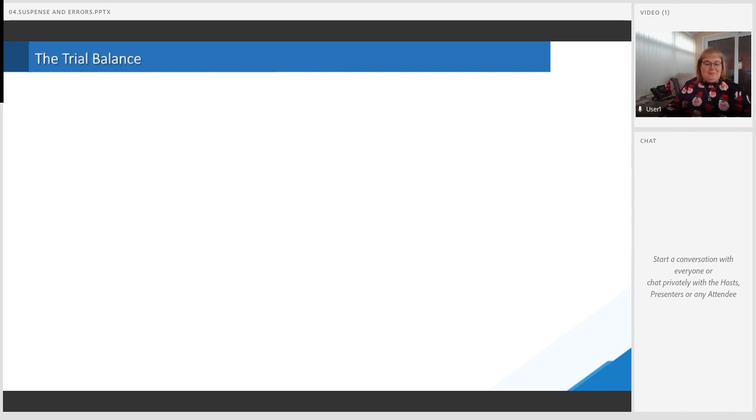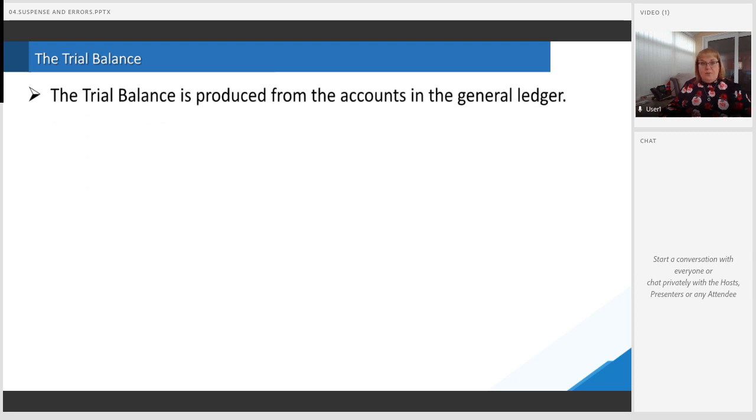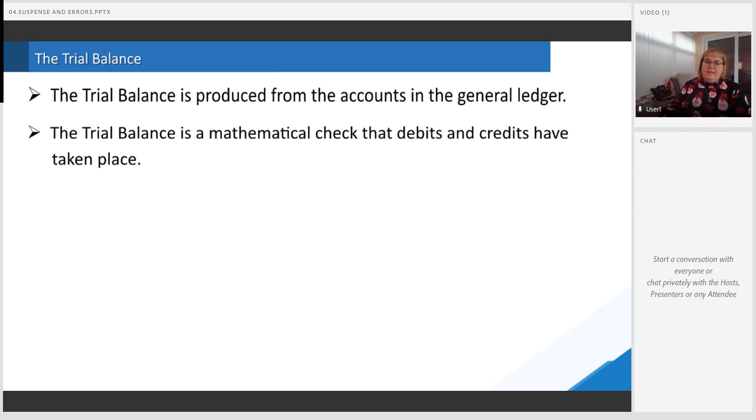We'll certainly try. So the trial balance up until now, and I know you did a session on this with Sam, the trial balance is produced from all the accounts in the general ledger. So all the ledger accounts in that general ledger are extracted, they're balanced off at the end of the month, and put into a debit or credit column. And if we've done everything as it should be, we keep our fingers crossed that we get two columns that agree. The trial balance is only a mathematical check that debits and credits have worked. It doesn't prove that they're right, it just proves that debits and credits have taken place.